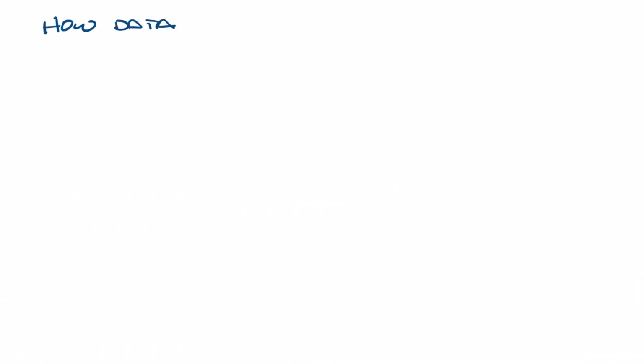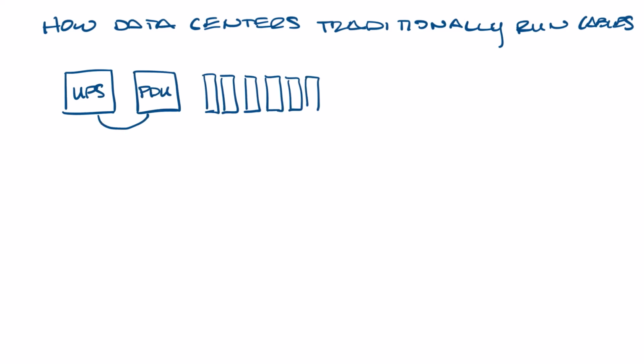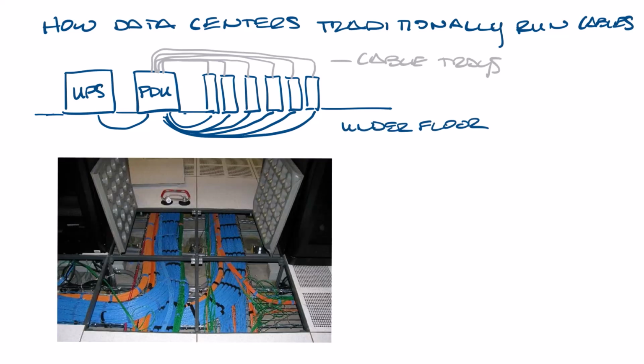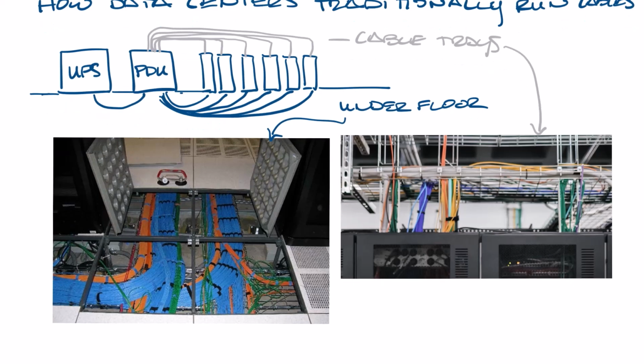Before I get into busways, let's talk about how data centers traditionally run power cabling. So power would come from the UPS to the PDU. Then power from the PDU would be distributed to the racks by long lengths of cabling. This cabling would be run under a raised floor or in overhead cable trays. If you've seen a data center, it typically looks something like this, being the underfloor and this being the overhead trays.